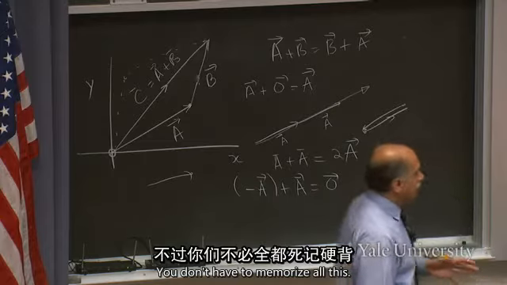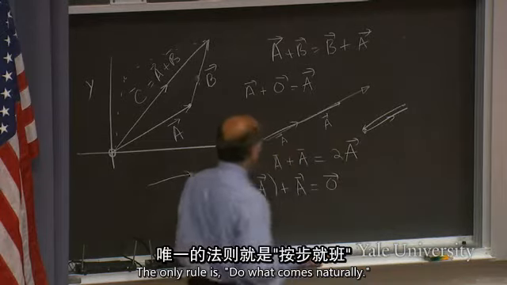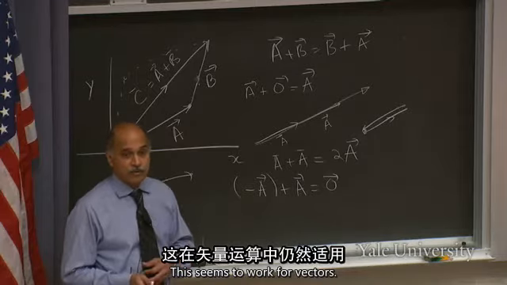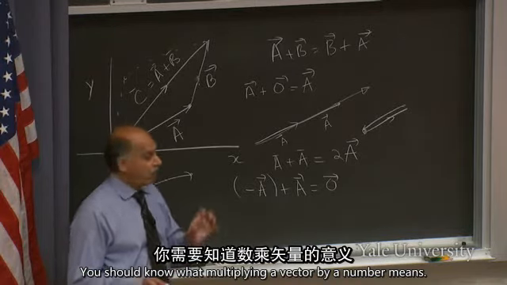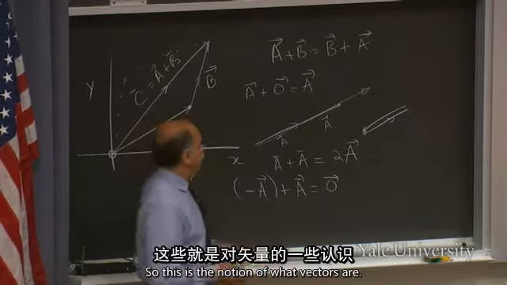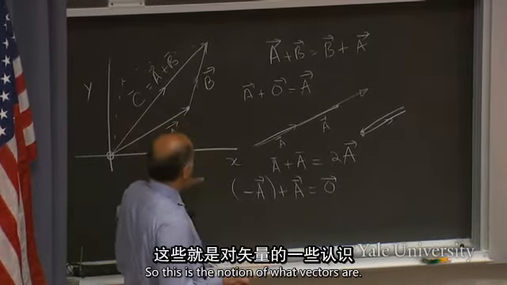But you don't have to memorize all this. The only rule is do what comes naturally. Do what you would normally do with ordinary numbers, and this seems to work for vectors. But you should know what multiplying a vector by a number means. All right, so this is the notion of what vectors are.